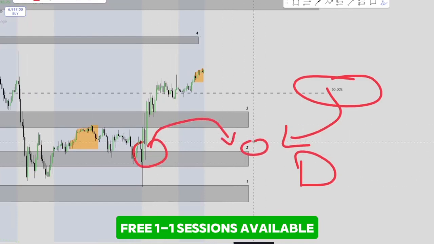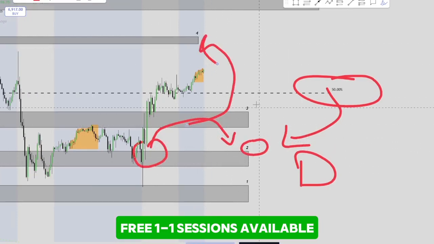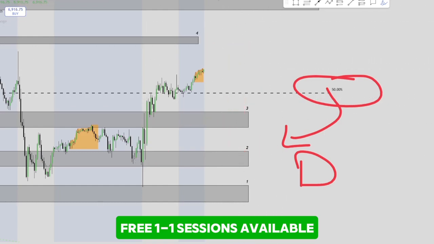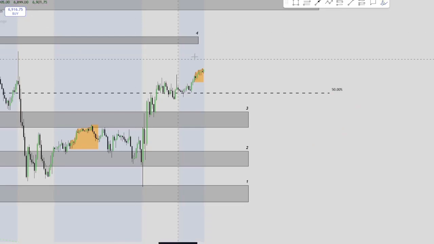absorption area number 2, and we were targeting essentially number 3 and then 4, right? This is how the trade actually played out. So let's break down how I took the trade and why I took the trade.